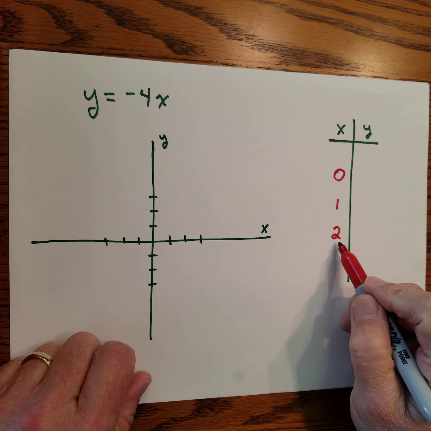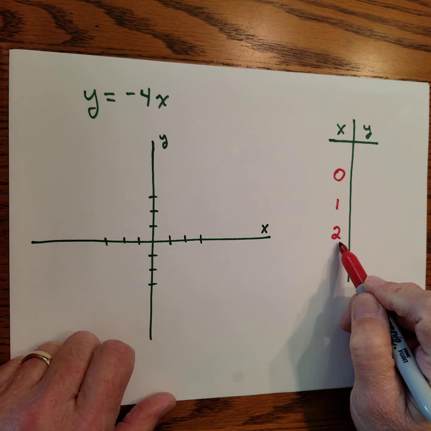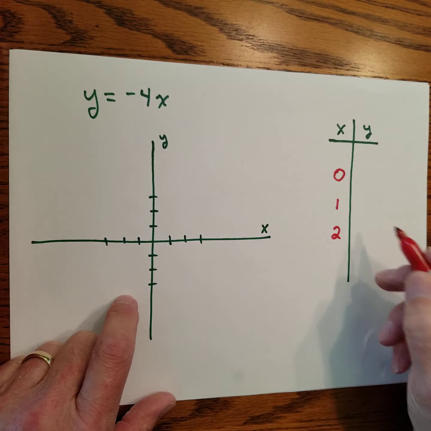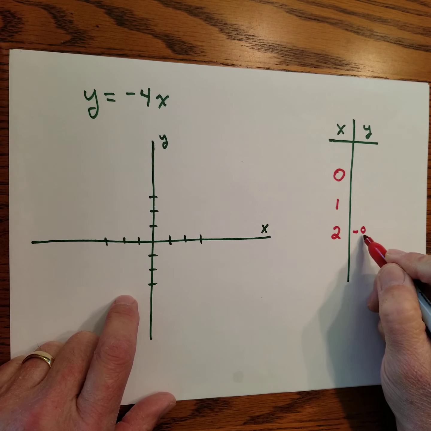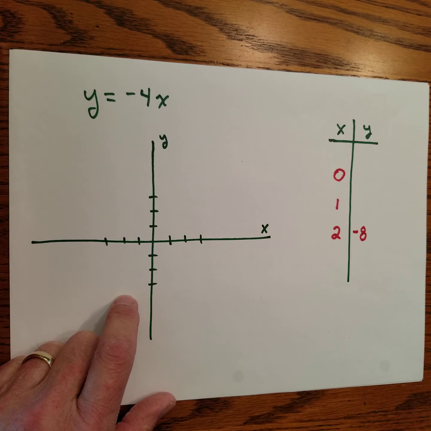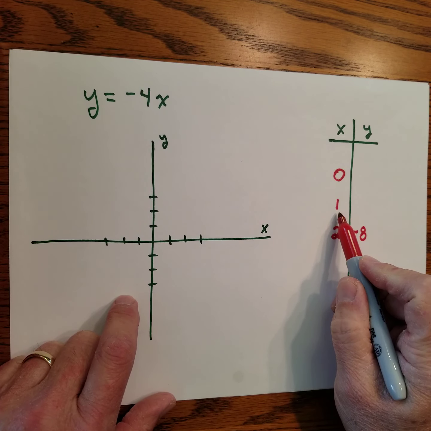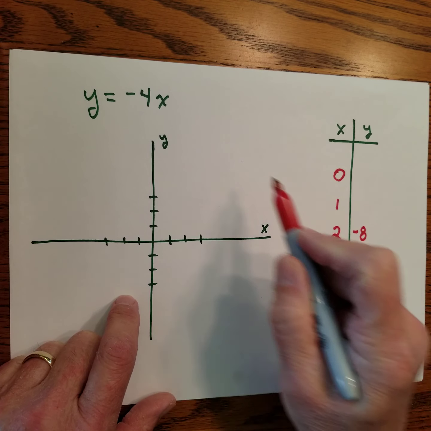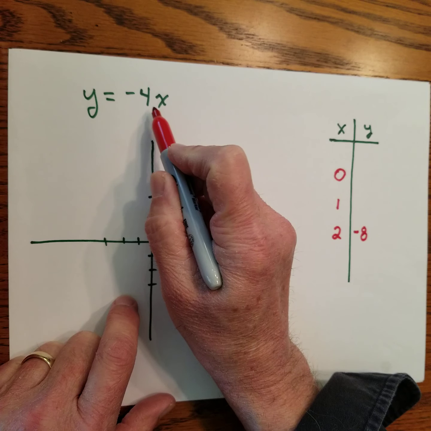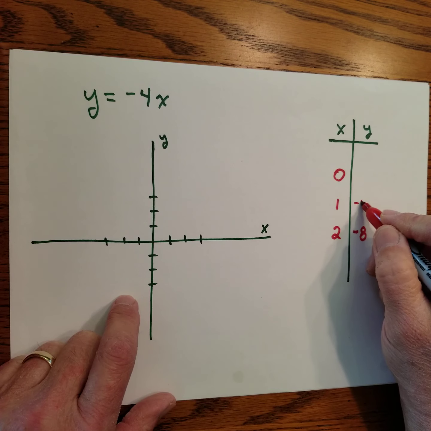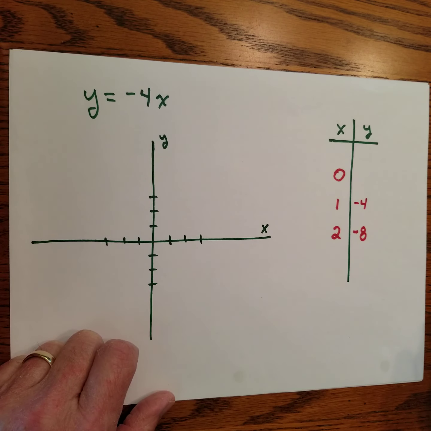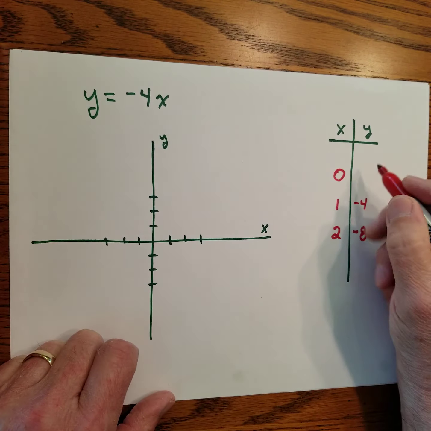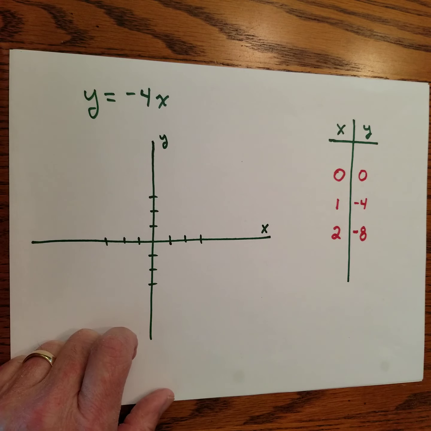I'm going to plug in the 2 first. When I plug in x equal 2 here, I have 2 times negative 4. 2 times negative 4 is negative 8. Now plug in the 1. I'm plugging in 1 for x. And 1 times negative 4 is negative 4. When I plug in 0, 0 times anything is 0.